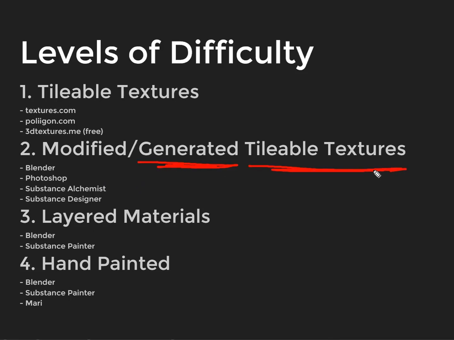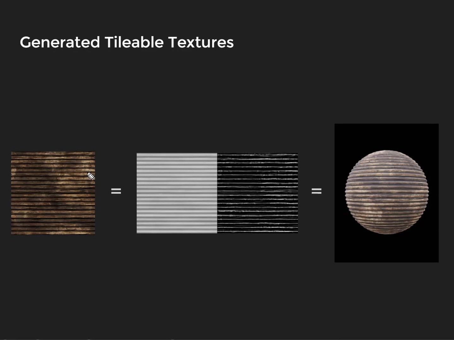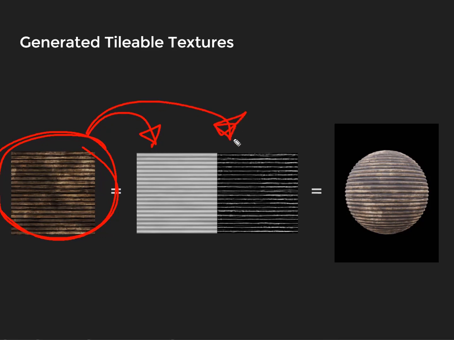Generated tileable textures, what does that mean? What I mean by generated is basically we start with a single texture and then we generate our roughness, our bumps, and all those maps utilizing a single texture. And I would say this is how I start most of the time, just because most online libraries haven't been built out to include this kind of stuff.